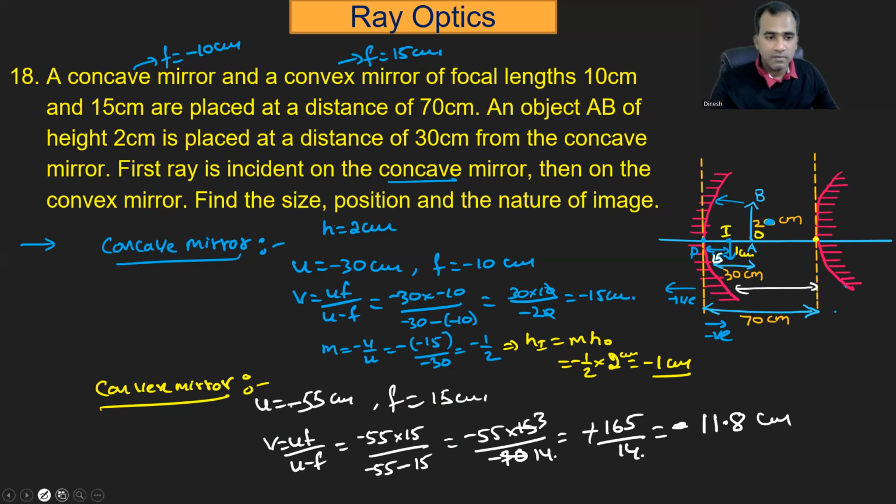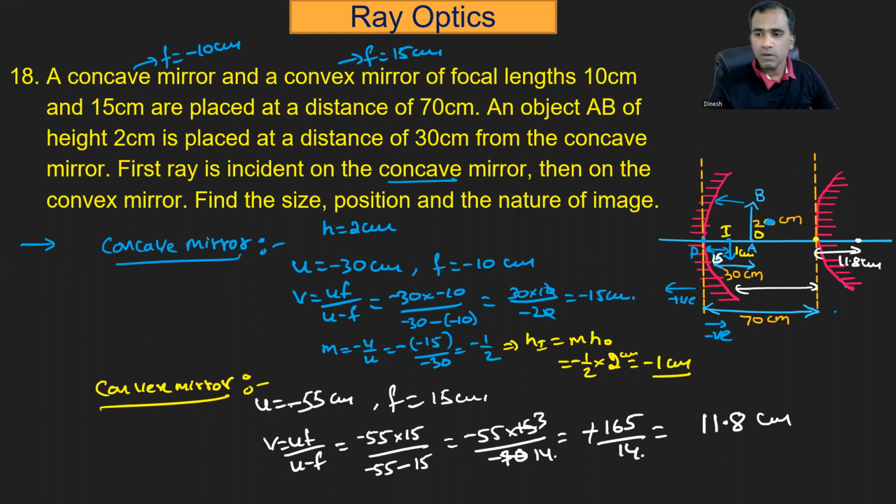We got it as positive. Positive means it is behind the convex mirror. It is behind the convex mirror. So what is the location? It is here, somewhere here. And what is the length? Length of this is 11.8, approximately 165 by 14 or 11.8 centimeters, behind the convex mirror.